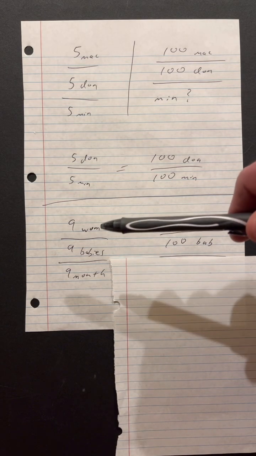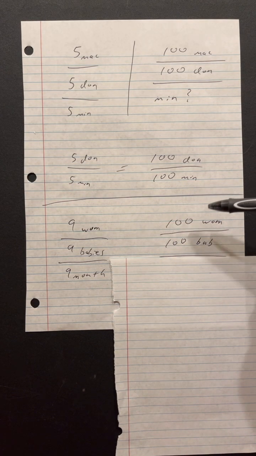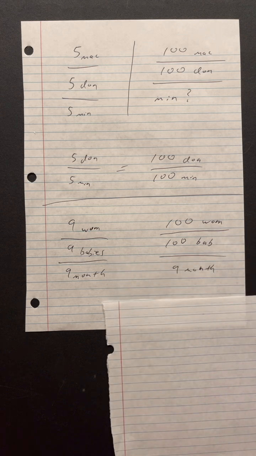You can pause the video if you want to think about it for yourself, or I'll show a hint in 3, 2, 1. If 9 women can have 9 babies in 9 months, then how many months will it take 100 women to have 100 babies? 9 months. I'll show the donut answer on the next page.